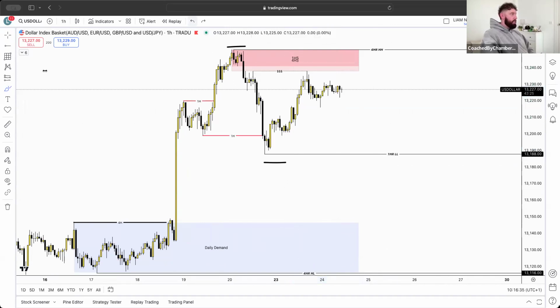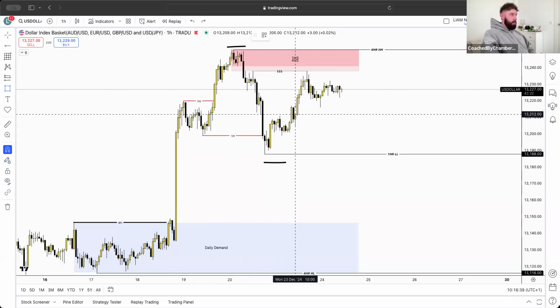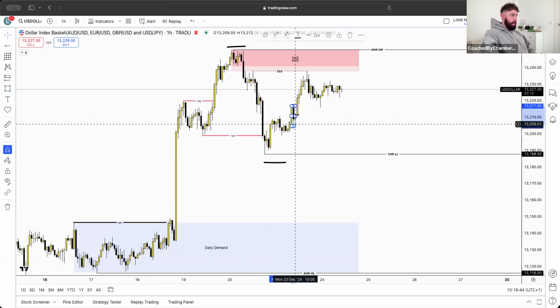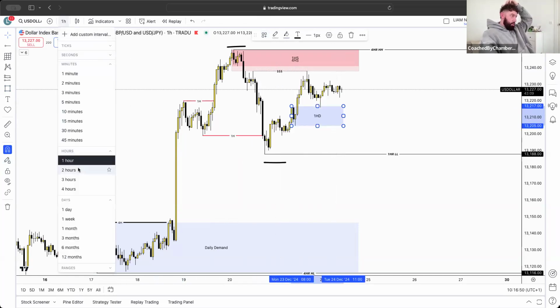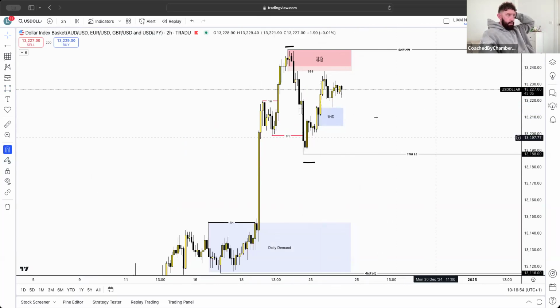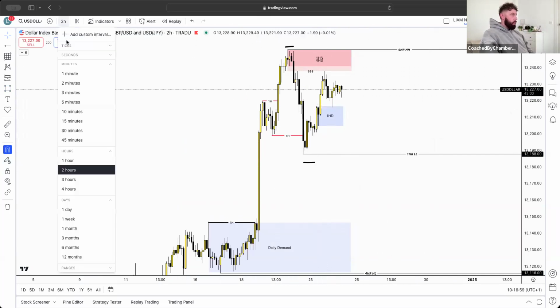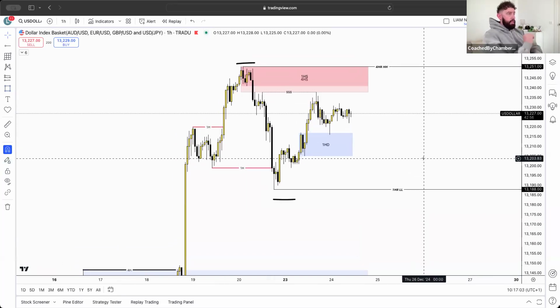So if I just get rid of this, you'll be able to see that we are currently playing out of this demand area here. So with that being said, it's probably more of a 2 hour demand area. If I just drop up to the two, you'll be able to see it's more of a 2 hour demand area that we are playing out of. So with that being said, of course, we have to play that into our thinking.